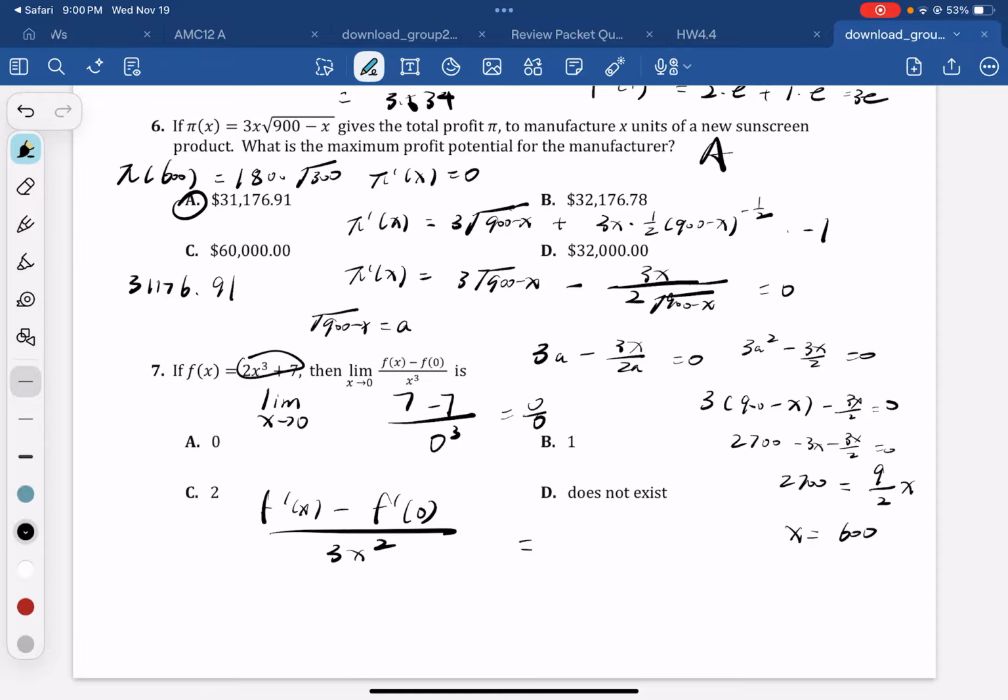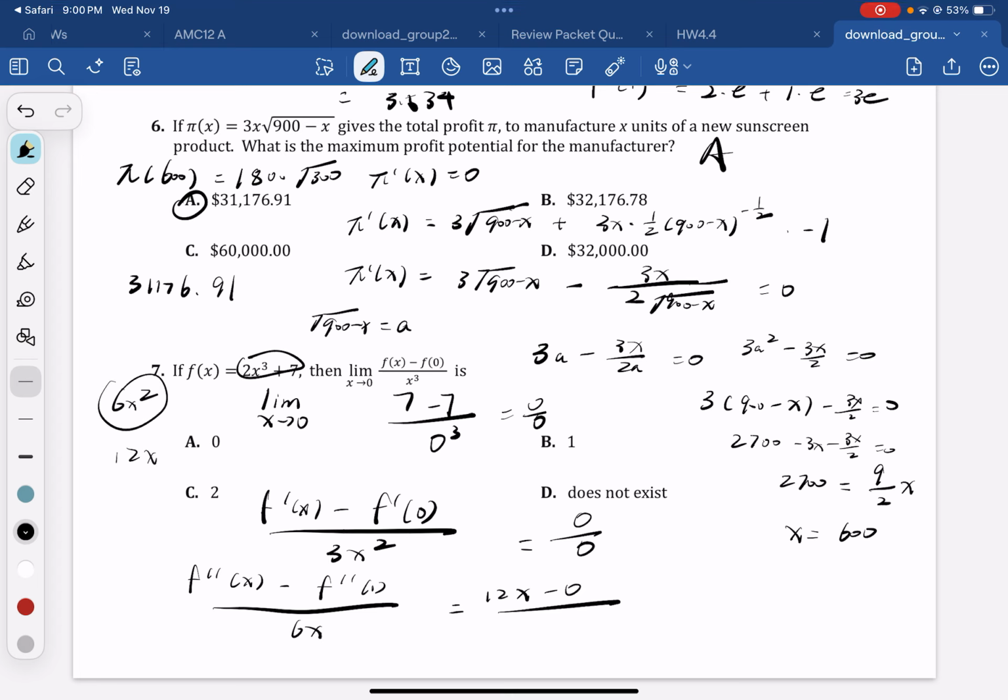So f prime of x, limit to 0. So we take the derivative, it's 6x squared, and it's still 0 over 0. It's an indeterminate form, L'Hospital again. So f prime of x minus f prime of 0 over 6x. It goes to f double prime of x. So 6x squared becomes 12x. So it's 12x minus, and it's still 0 over 0, because it still approaches 0. So 0 over 0 is an indeterminate form.